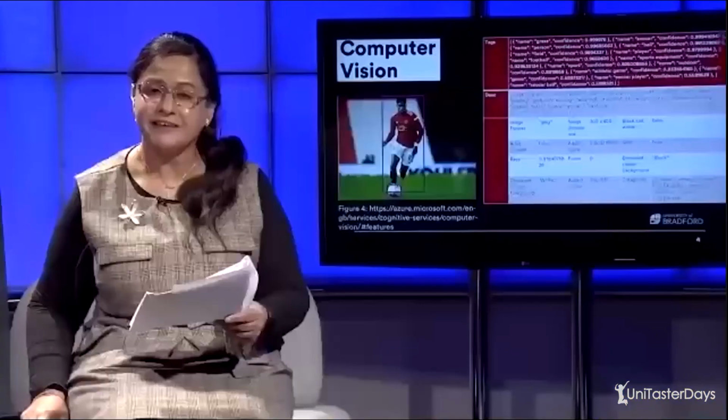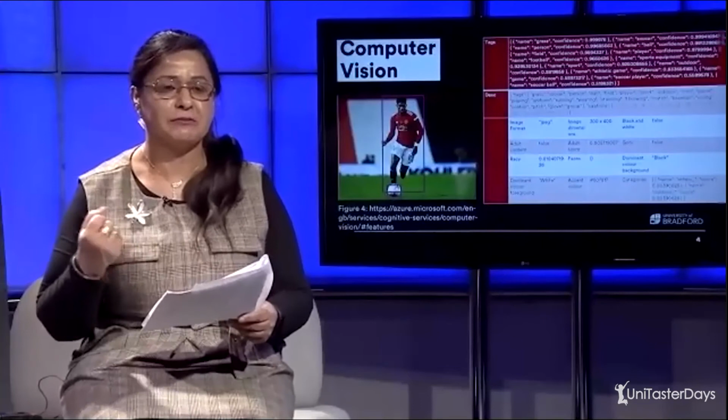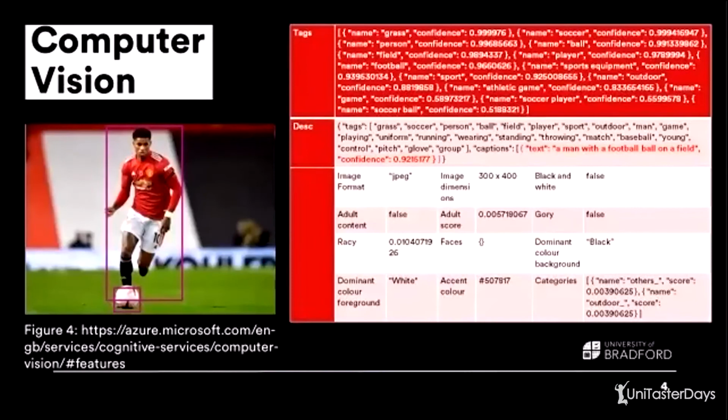So let's tap into a couple more examples to look at these more recent use cases. I'm going to take football. Richard talked a lot about vision. So here we have an example of Marcus Rashford and a football. Computer vision has been able to detect two objects here, and we can see a whole set of tags associated with that image. For example, a tag, a man with a football on a field, with a confidence level and a probability of 0.92, etc. So here you've got some algorithms which are used in the background.